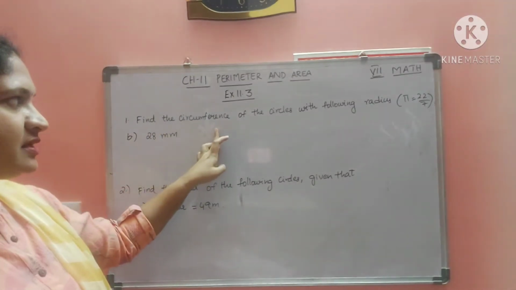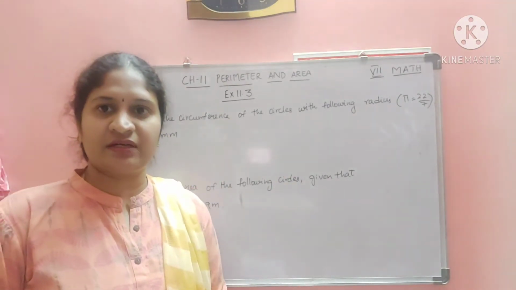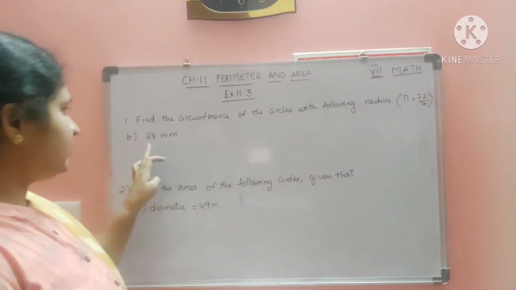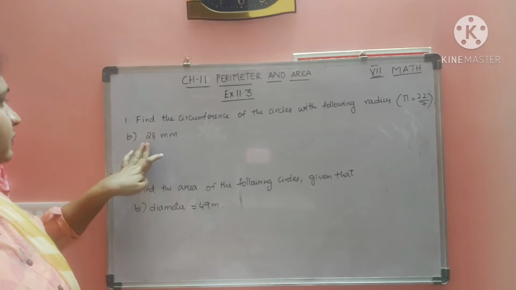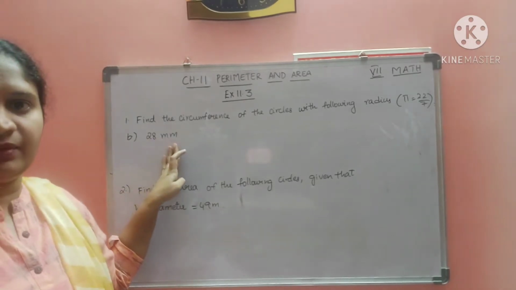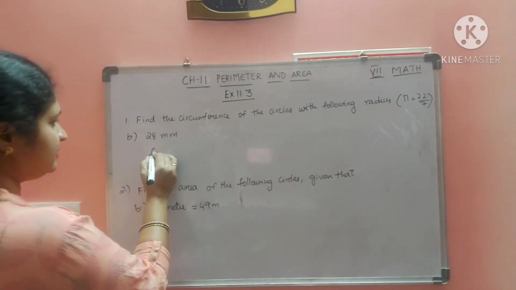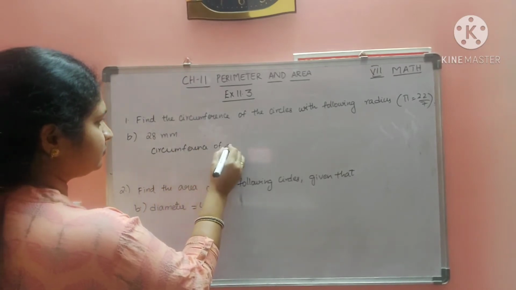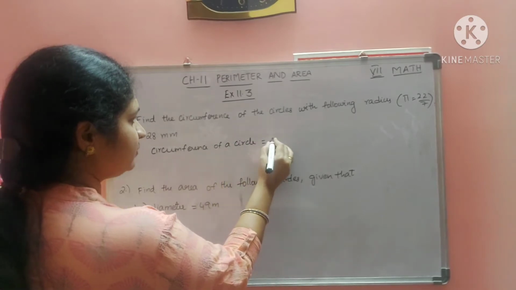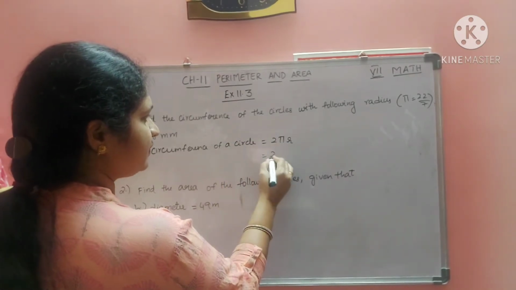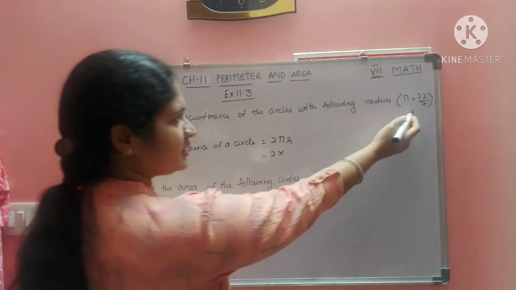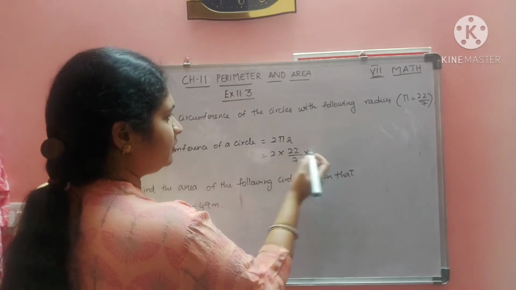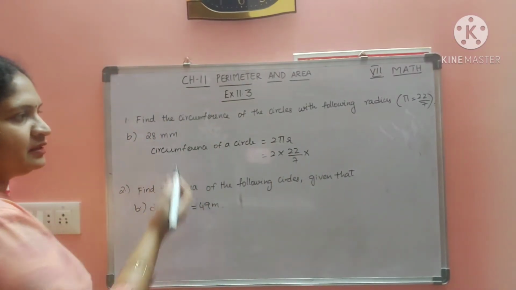So we need to find out the circumference of a circle. Circumference of a circle, you already know that circumference of a circle is 2 pi r, right? Here they have given radius is 28 mm. So circumference of a circle is equal to 2 pi r, which is equal to 2 into pi value they ask you to take 22 by 7. So 22 by 7 into r they have given 28 mm.